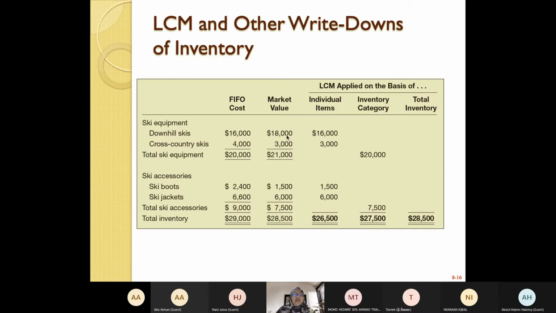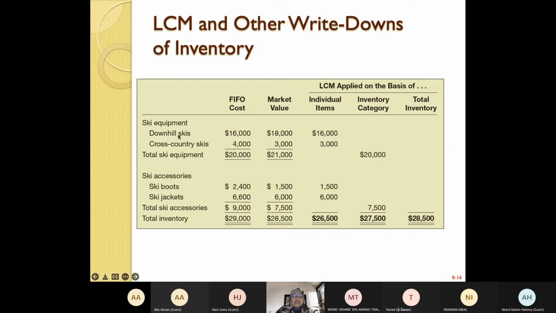Right? But for the cross-country skis, the cost is 4,000, but the market value is 3,000. So this is individual. But the total ski equipment, you have a total here of 20,000 and a total here of 21,000. So there's a difference here.